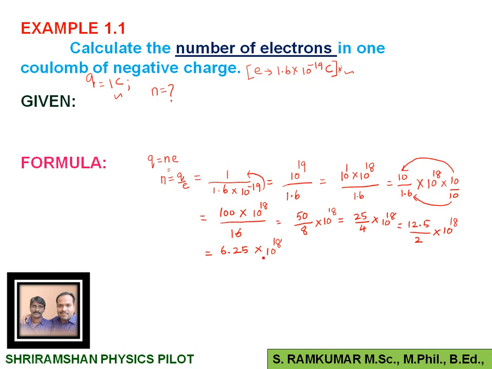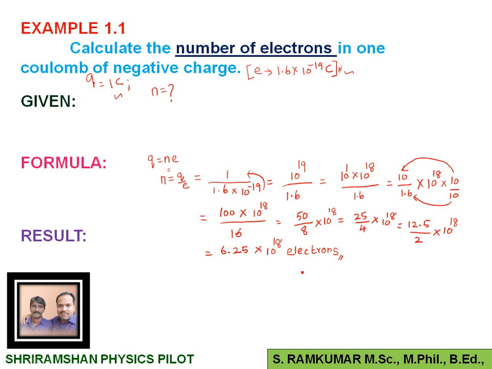Now you are going to write the result. So result, this value, that is 6.25 into 10 power 18, you are going to find the number of electrons. So number having no unit, so you are going to write as the number of electrons, that is 6.25 into 10 power 18 electrons is the answer.